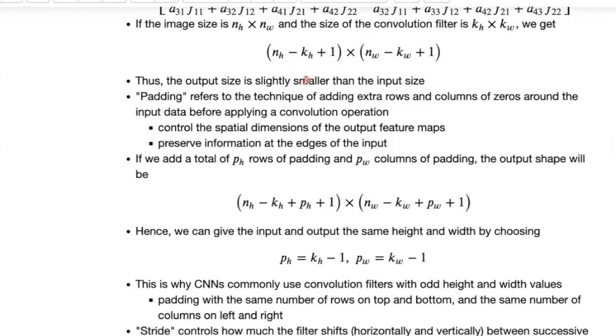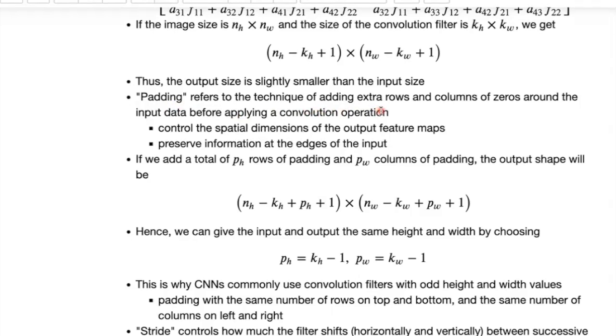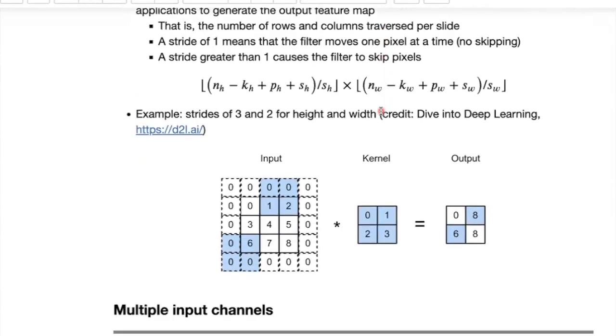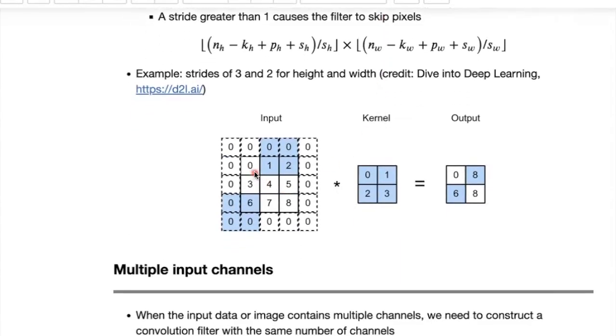In order to avoid this, one thing that you can do is to use padding. And what this means is a very simple idea. You're going to add extra rows and columns of zeros around the input data before applying the convolution operation, right? So we have an example of this, right? So we have that input image of size 3 by 3, if you recall. And now we add these extra rows and columns of all zeros, right? So this is called the idea of padding.